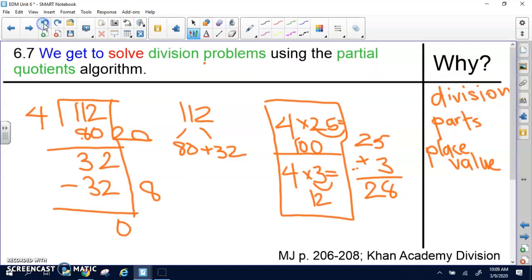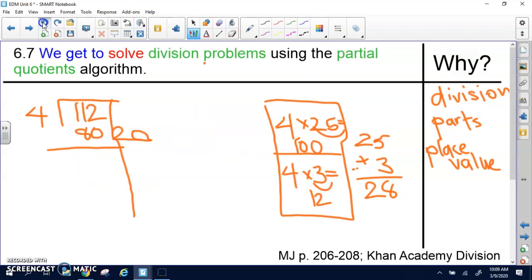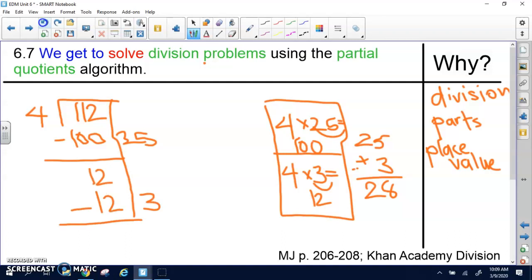Let me just connect this one to what we did here, right? I know 4 times 25 is 100, right? So 4 times 25, and really that's what I've done here. And we feel okay about this, right? Okay, and subtract it out. And now I know 4 times 3 is 12. Subtract it out, again, no remainder. Once again, I have 25 plus 3 is 28.